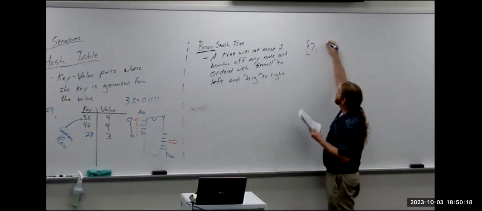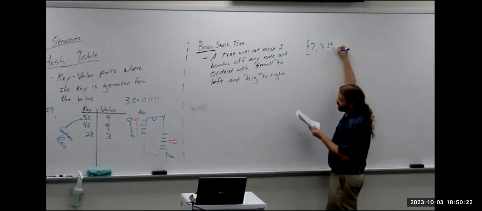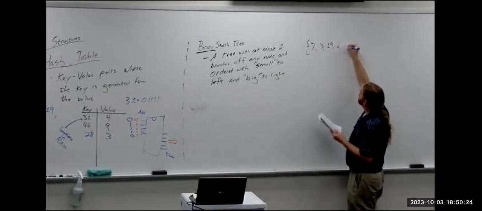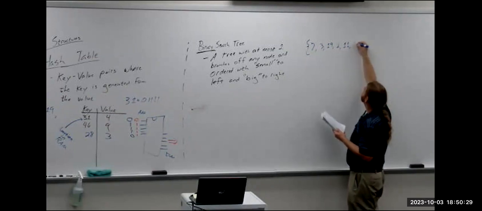So these are the numbers that we have: 7, 3, 19, 2, 11, 5, 13.